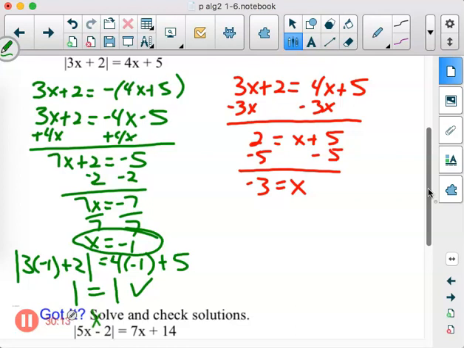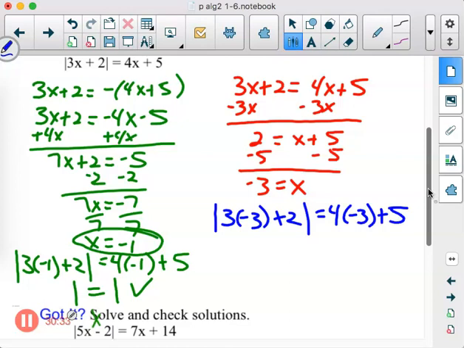Again, the red one might work too. We just have to check and we have to see. All right, the red one. But I'm going to change colors because everything seems to be running together here. 3 times -3 plus 2. We have to take the absolute value of that. 4 times -3 plus 5.